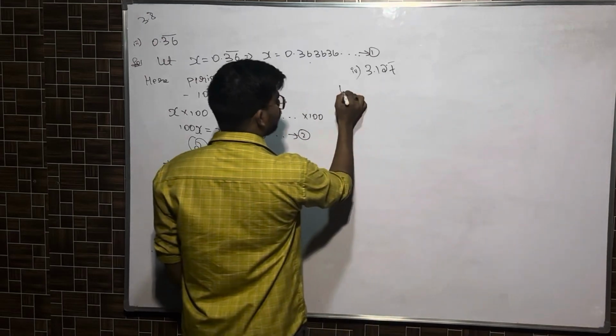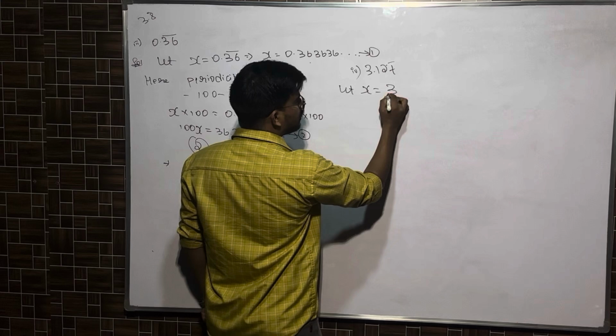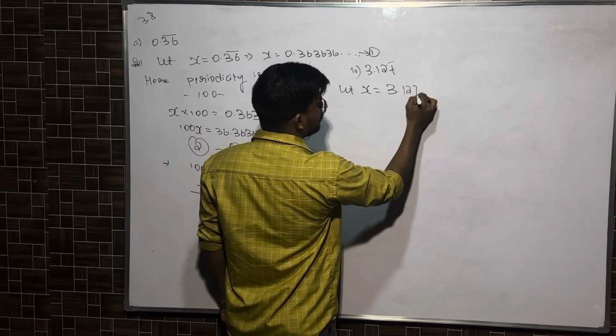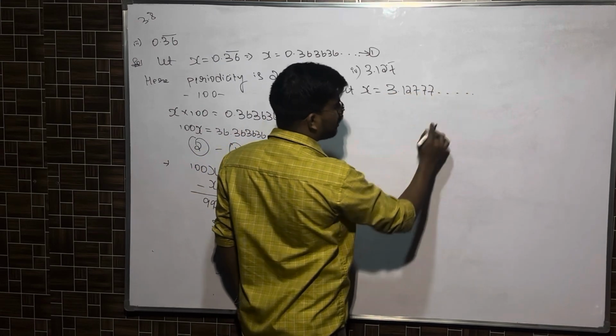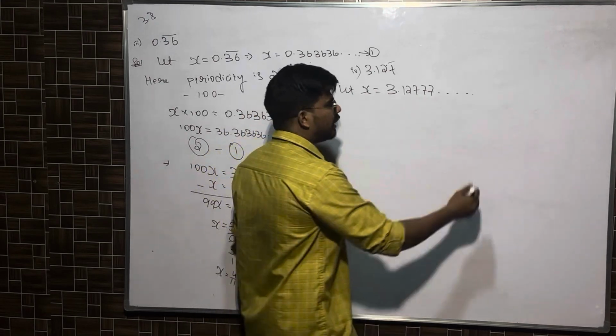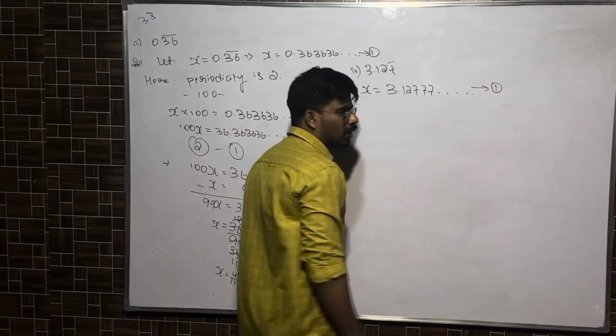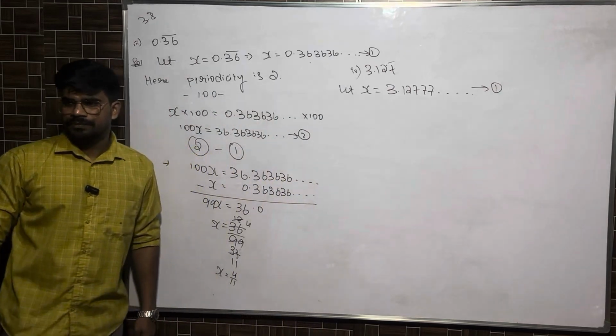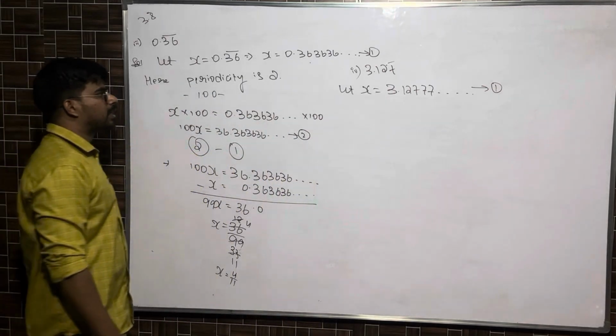Directly we'll start. Let x is equal to 3.12777, and so on. How many digits are there after the point? 1 2 3 4 5. 5 digits are there. Let us name this as equation 1. On how many numbers is the bar there? 1 number. So periodicity is 1.